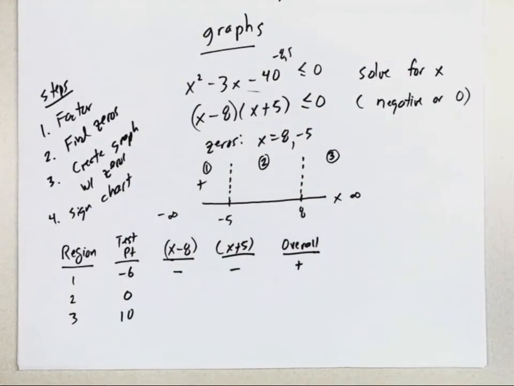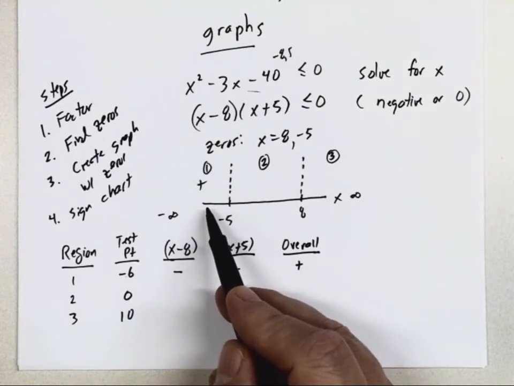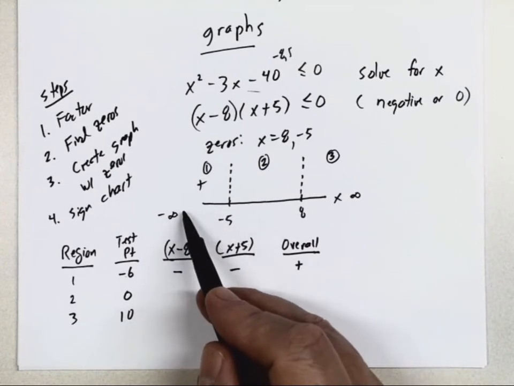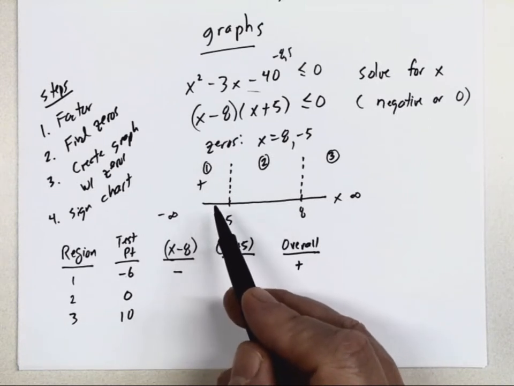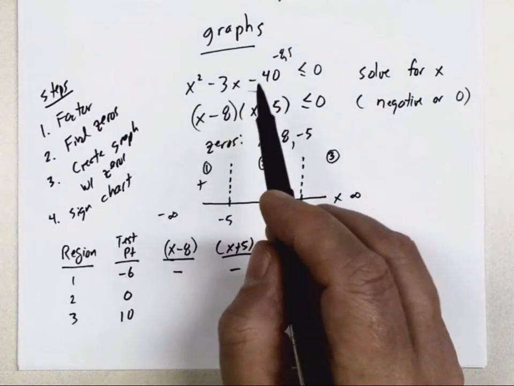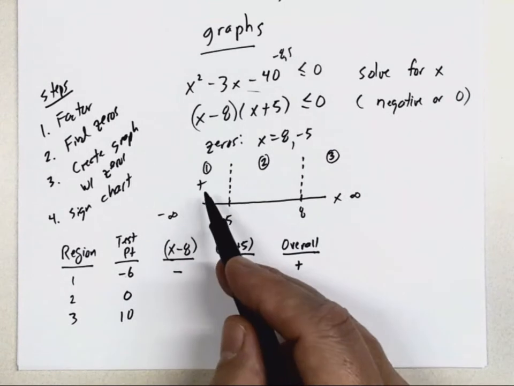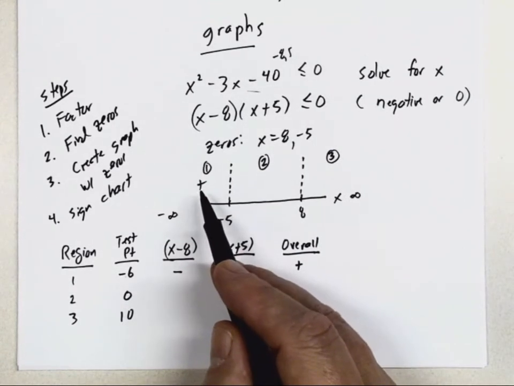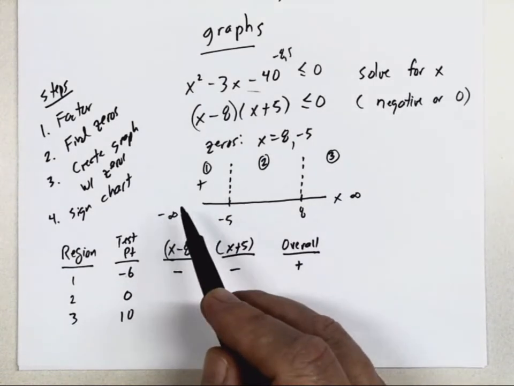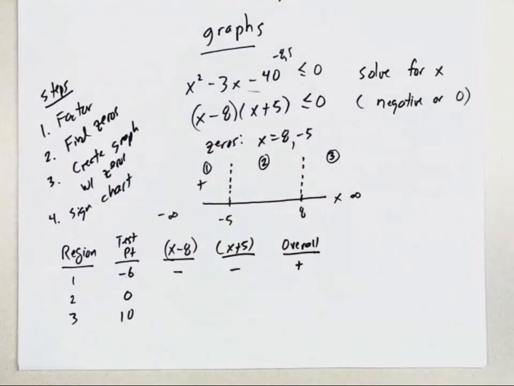What does that mean? Here's what that means. If I choose any value of X that's between negative infinity and negative 5, so I can choose negative 20, negative 15, negative 8, negative 6, any of those numbers, if I plug them into this expression, the whole expression will be a positive number. That's what it means when I stick the positive here. Region 1 is a positive region. Any value of x I choose in region 1, the expression is going to end up being positive.